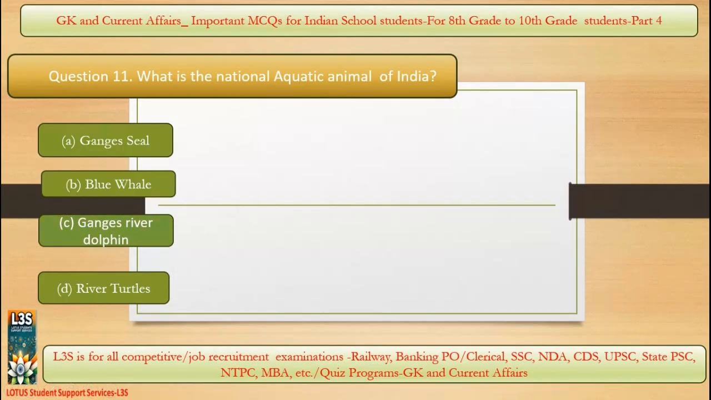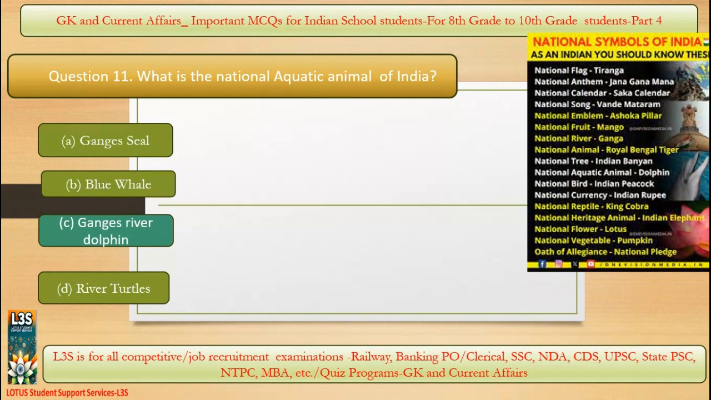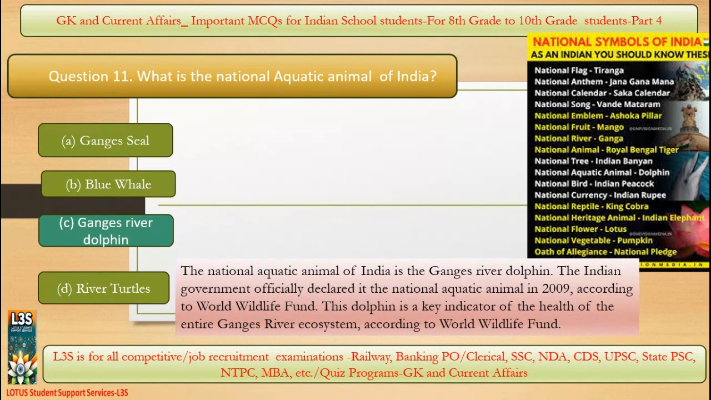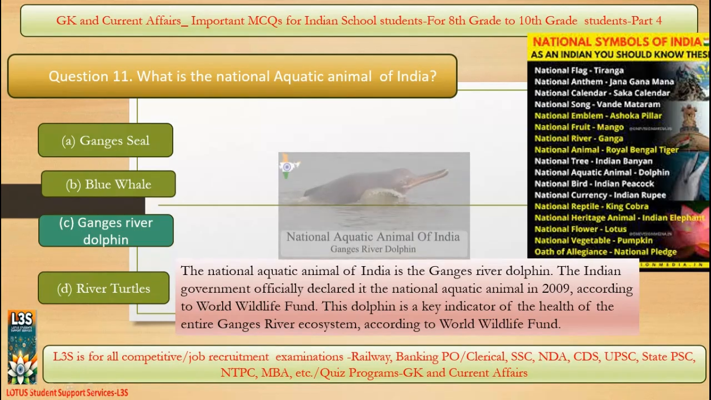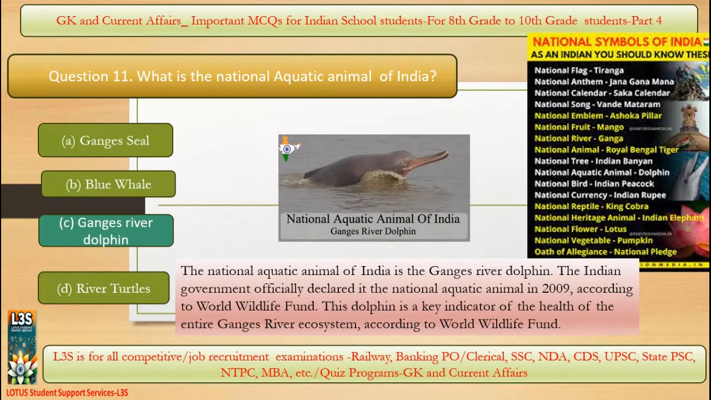And it is C. Ganges River dolphin. The national aquatic animal of India is the Ganges River dolphin, and the Indian government officially declared it the national aquatic animal in 2009, according to World Wildlife Fund. This dolphin is a key indicator of the health of the entire Ganges River ecosystem, according to World Wildlife Fund.